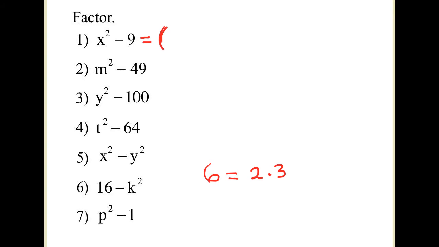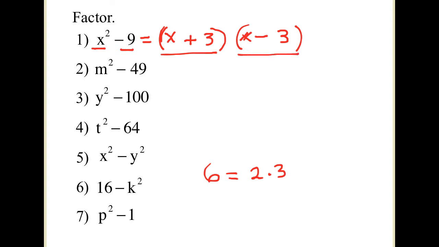So the first thing you're going to do is create two parentheses for binomials. I'm going to take the square root of the first term, and that's an x. Place it in each binomial. The square root of 9 is 3. In order to get that negative 9, I have to have a positive times a negative. And now you've got the two numbers, the two factors that multiply to the product x squared minus 9. And that's all there is to it.